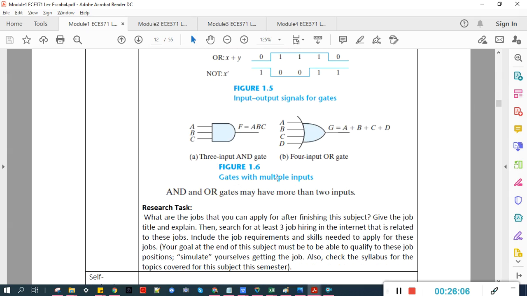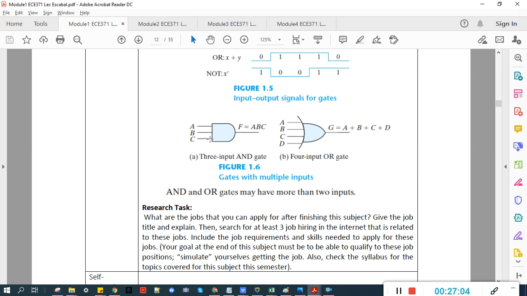Gates with multiple inputs. Our logic gates are not restricted to only two inputs. They can have three or more inputs depending on the capacity or characteristic of the gate. Gates are also hardware devices, so they have their limit. There's a limit to how many inputs they can carry and still faithfully perform their operation as a logic gate.